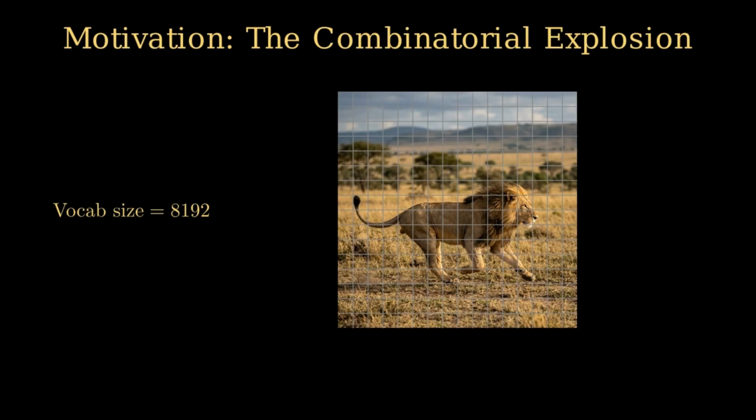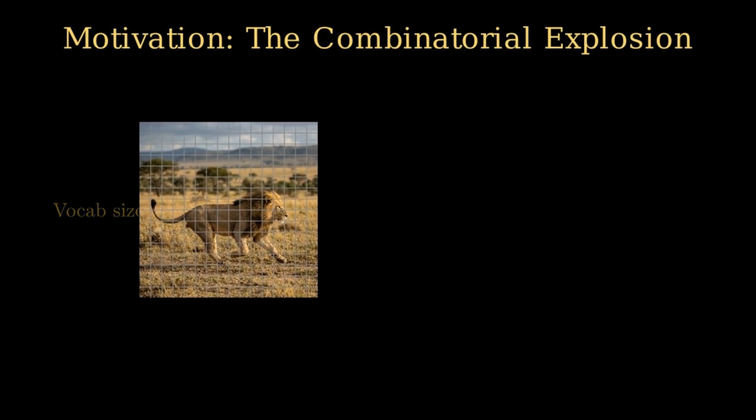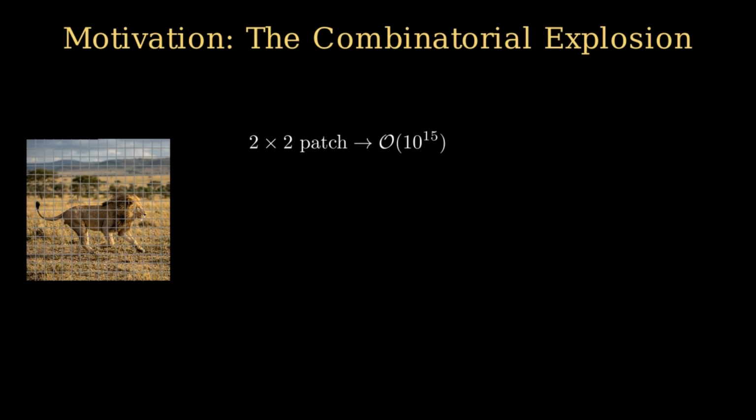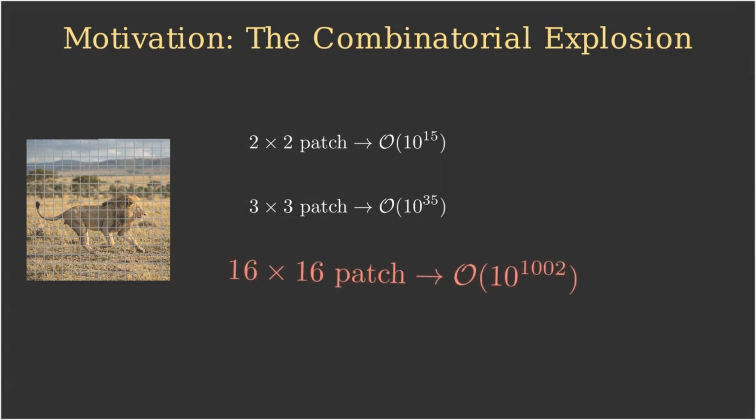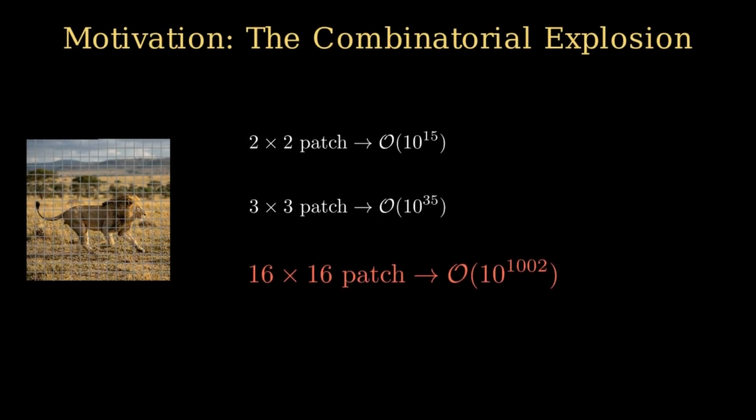Imagine laying a 16 by 16 grid over this image. Our vocabulary size for these discrete patches is typically around 8,192 tokens. Now, watch what happens to the math. For a tiny 2 by 2 patch, the search space is already on the order of 10 to the power of 15. Expand that to a 3 by 3 patch, and we hit 10 to the 35th. But for the full 16 by 16 grid, the mathematical possibilities explode to an astronomical 10 to the power of 1002.